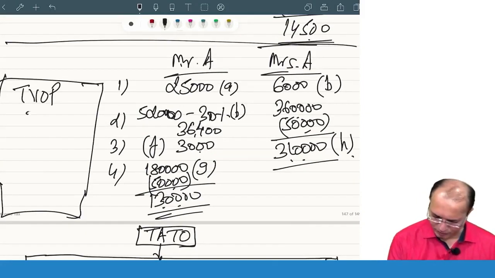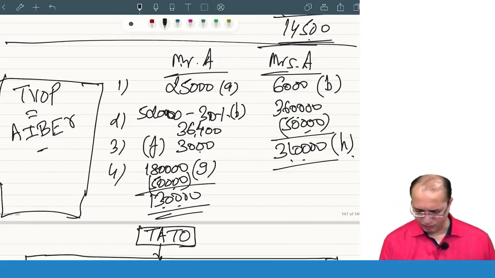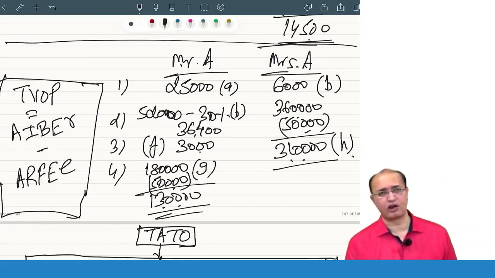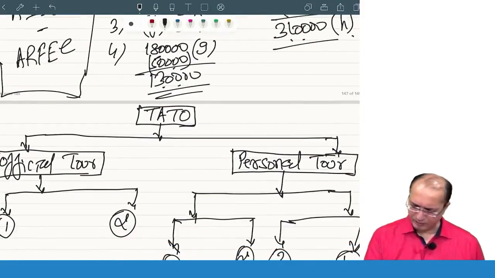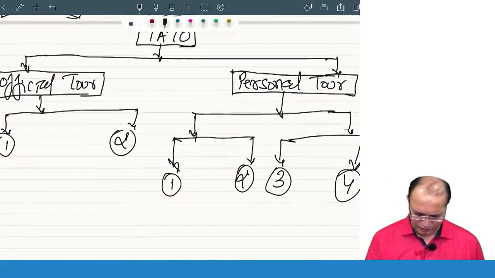Taxable value of perquisite equals, number 1, amount incurred by employer. Whatever expenditure the employer has incurred for your benefit, that should be taken. From that, you should deduct amount recovered from employee. This is the normal rule. This is the general rule which can be applied at most of the places. So keeping in mind this general rule, we'll try to understand this point: traveling, accommodation, touring, other expenses.